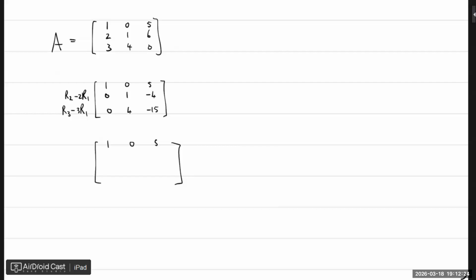Then 1, 0, 5, 0, 1, -4. Row 3 minus 4 times row 2. So 0, 0. Then it is just 1 there. So there I have 3 pivots, which means, and it is a square matrix, so this matrix is invertible.